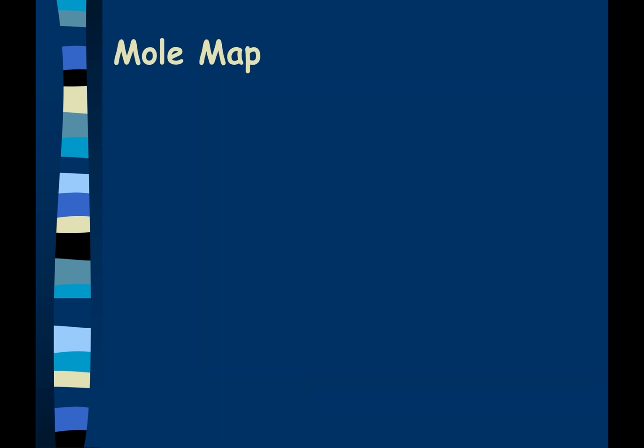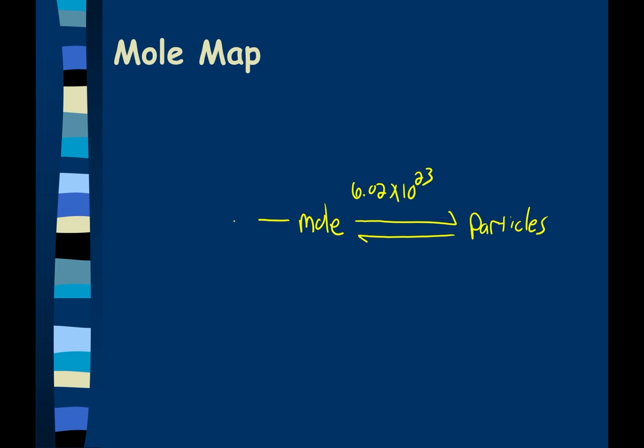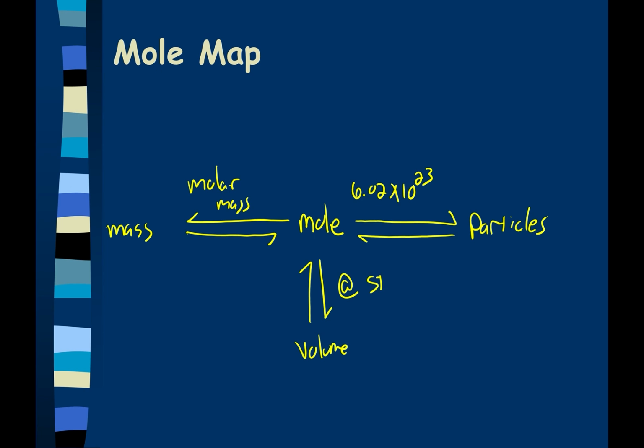Now let's take a look at what we have learned so far in terms of moles. If we are given the unit of mole, we have learned that we can convert moles into particles and vice versa by using Avogadro's number, 6.02 times 10 to the 23. We have also learned that you can convert between moles and mass by using the molar mass of a substance. Now we have just learned that you can convert between moles and volume, and if we are at STP, then we can use 22.4 liters per mole.